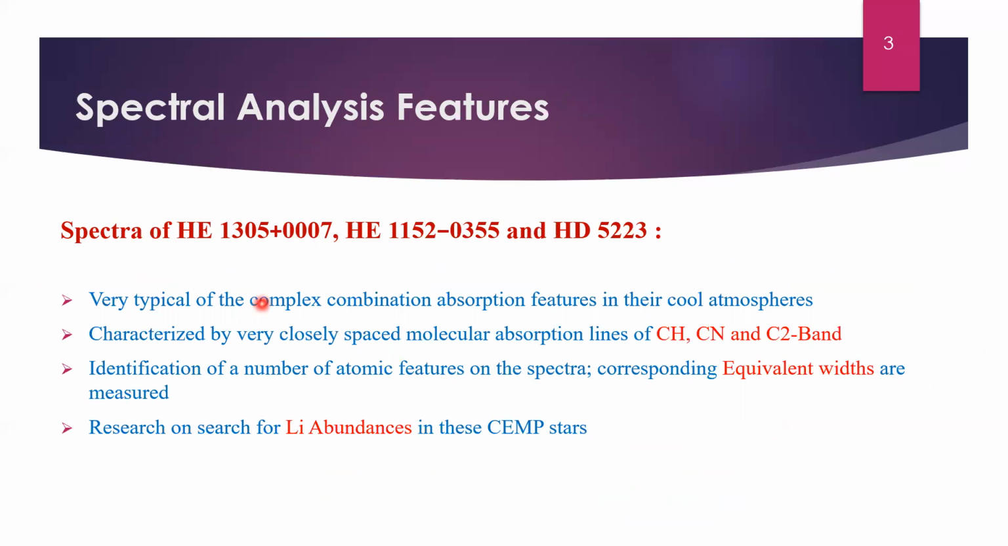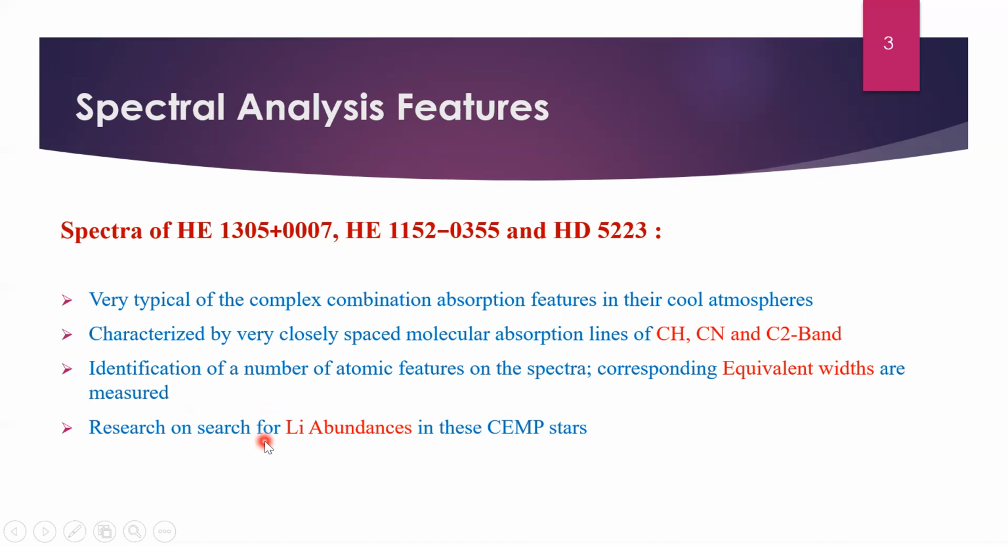Now, the spectra of these stars are very typical of the complex combination of molecular and atomic absorption features in their respective cool atmospheres. These have very closely spaced molecular absorption lines of the CH band, the CN band, and the Swan system of C2 bands. From the continuum spectra, it is visible that the atomic absorption lines are being overwhelmed by the molecular transitions. As a consequence, we could only get a few strong spectral lines and hence calculate the equivalent widths to obtain their elemental abundances.